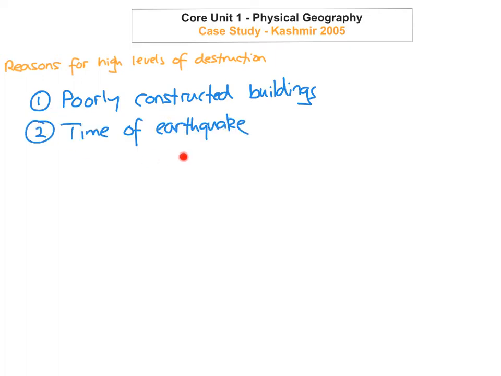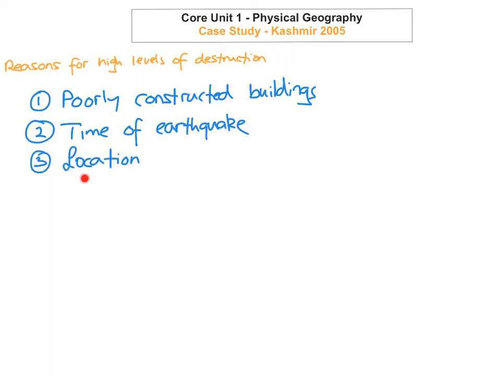The second reason for the high levels of death and destruction was the time of the earthquake. The earthquake happened in the morning, and therefore lots of people were at work and got trapped within the buildings. Lots of children were in schools, and the schools collapsed, and therefore it caused thousands of people to become injured, trapped, and killed.